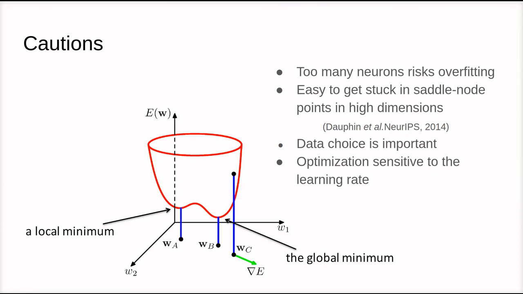And finally, the optimization routine is sensitive to the choice of learning rate. And next, we will describe some tips and tricks for doing backpropagation and hopefully to mitigate some of these concerns.